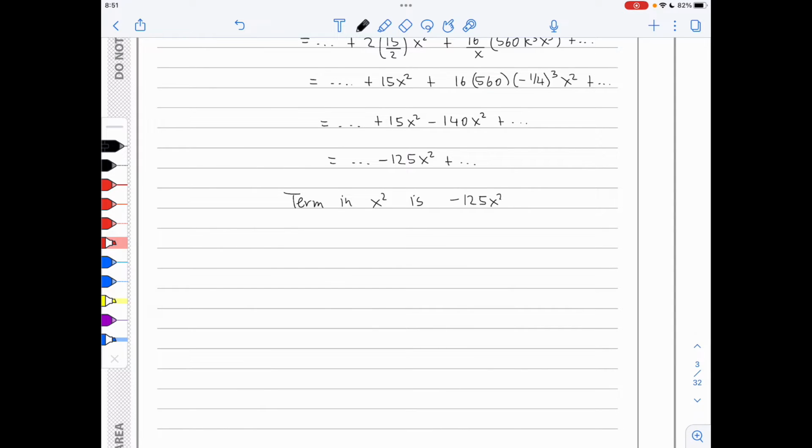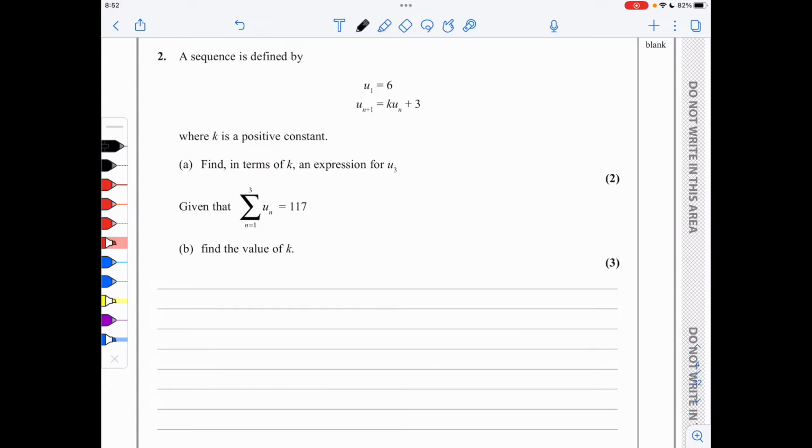In question 2, a sequence is defined by the first term being 6 and the next term being k times the previous term plus 3. This is a recurrence relationship. We need to find, in terms of k, an expression for u3.